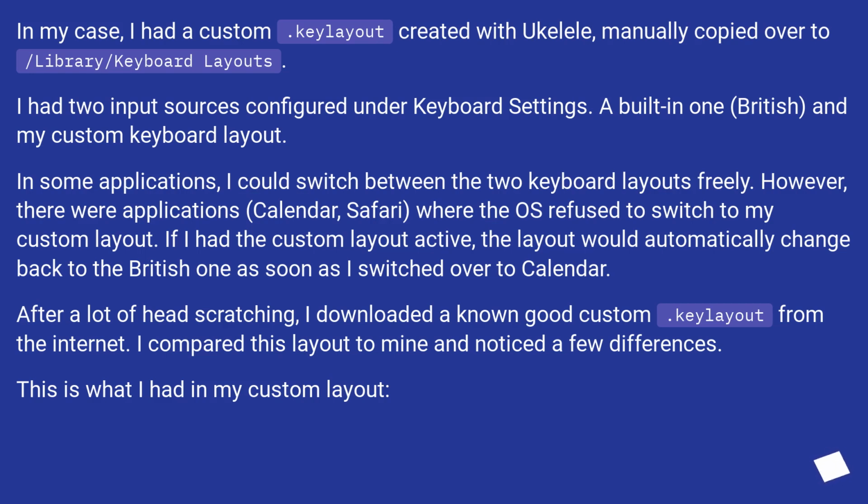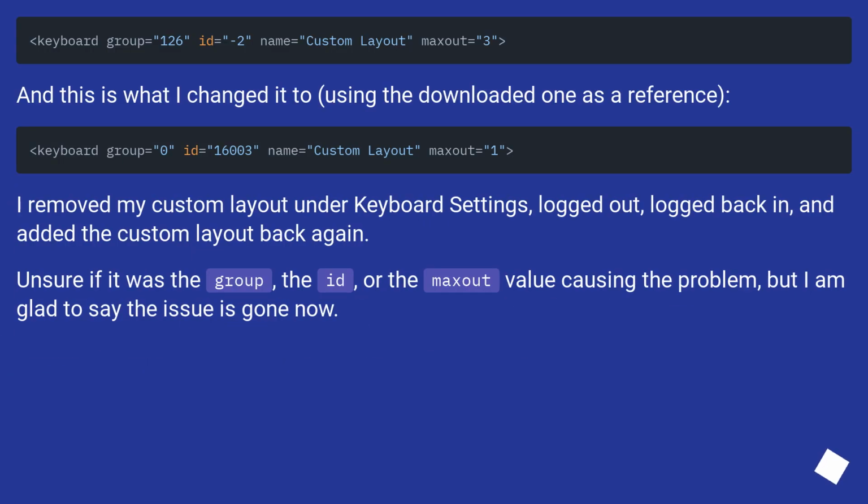This is what I had in my custom layout. And this is what I changed it to, using the downloaded one as a reference. I removed my custom layout under keyboard settings, logged out, logged back in, and added the custom layout back again. Unsure if it was the group, the id, or the maxout value causing the problem, but I am glad to say the issue is gone now.